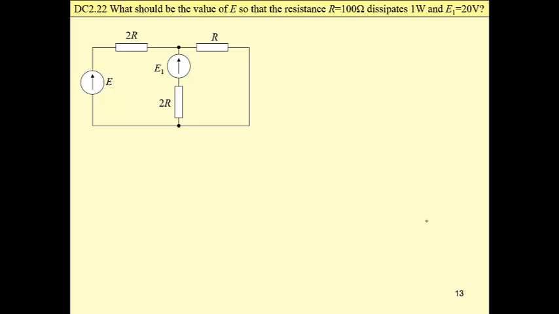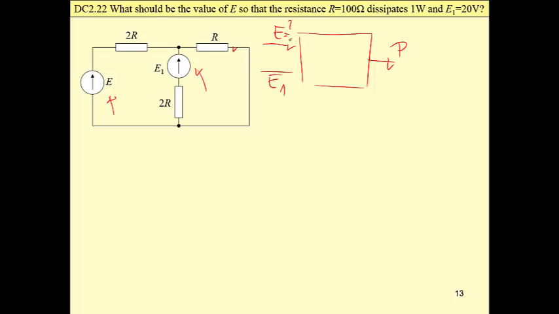Now let me continue with nearly the same example. The difference is only that we have a second source here. Still we have the same power dissipated on this resistor, and our task is to find the value of this source, but we have another source here. So our circuit has two inputs and one output which is given. The second input is given as well. We are looking for this value.